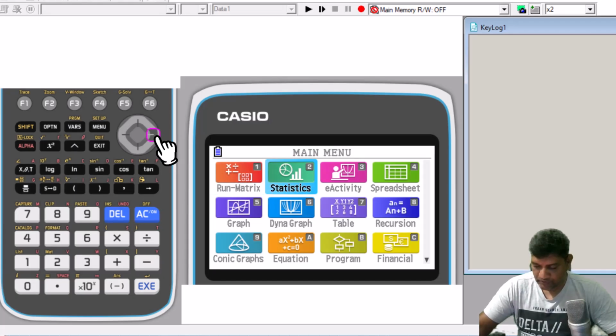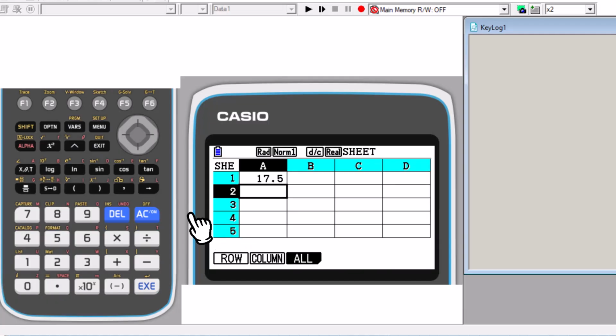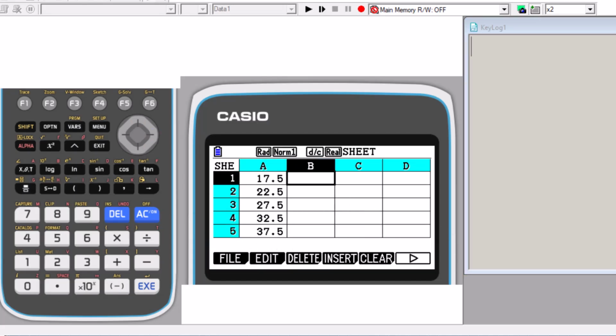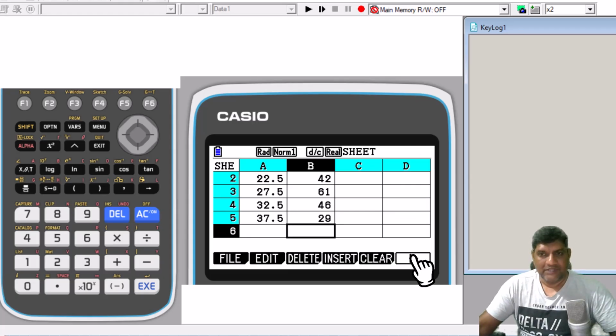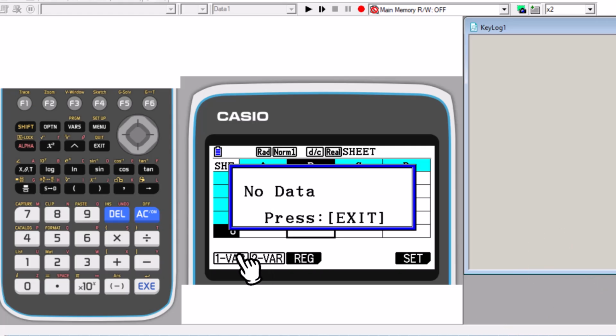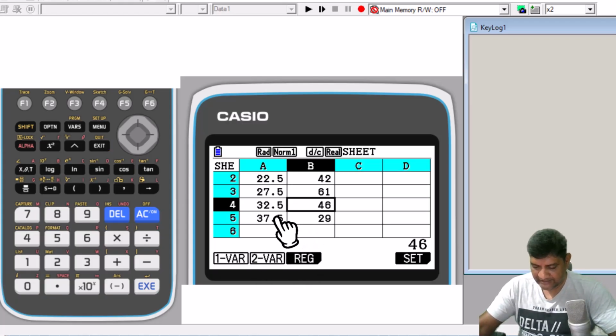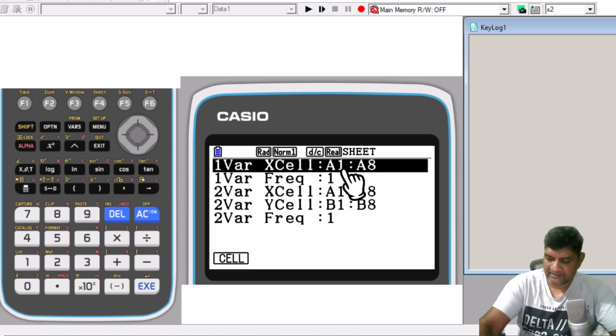On Casio, I'm going to go to spreadsheet, and under spreadsheet, I'm going to try and enter all this data. Once I'm done with that, I'm going to go to calculate, and I'm going to choose one variable statistics. Again, we need to click on set over here because the data is only till A5. So I'm going to go back to set and change the cell references.